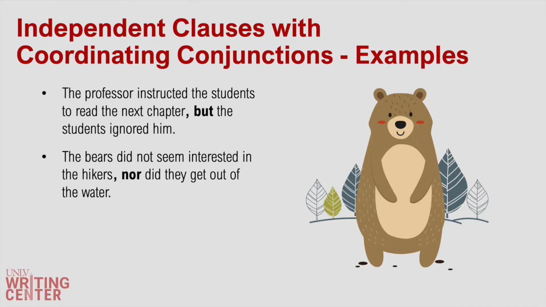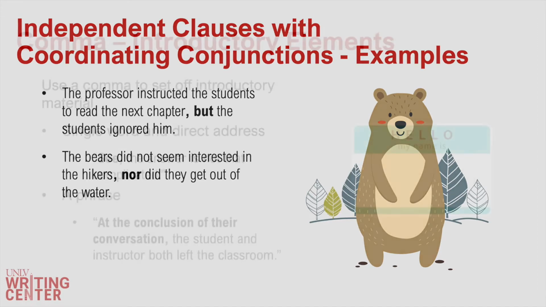We mentioned before that a period can come after an independent clause, and that is still true. But then you would not use the coordinating conjunction. The professor instructed the students to read the next chapter. The students ignored him. So you have a choice in how you can write the statement. However, if you use the coordinating conjunction, you must use the comma. In the second example, we see the same thing. The bears did not seem interested in the hikers, nor did they get out of the water. Nor is the coordinating conjunction, so we must have the comma.